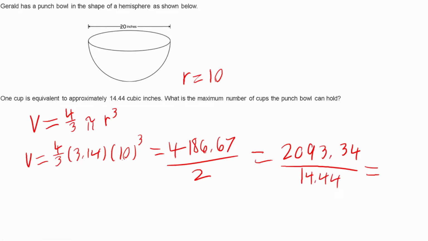So we take that number, 2093.34, and we divide by 14.44. And we're going to get about 145 cups. We're going to make this squiggly instead, like this. And that means about. We've rounded it to get that number. We went to whole cups here. So actually, yeah, that's about the answer.